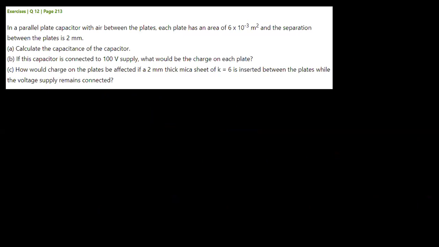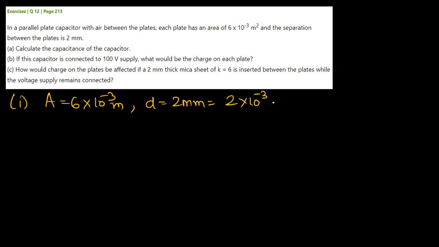Next, question 12. In a parallel plate capacitor with air between the plates, each plate has an area of 6 into 10 raised to minus 3 meters square. This is given to us in the question. Area A is 6 into 10 raised to minus 3 meter square. Separation between the plates is given. D is the separation, that is 2 millimeter, that is 2 into 10 raised to minus 3 meter.